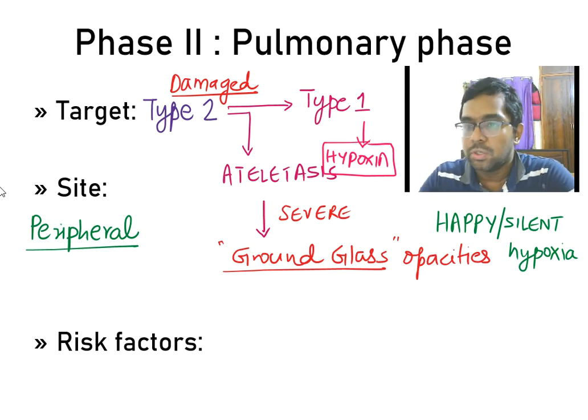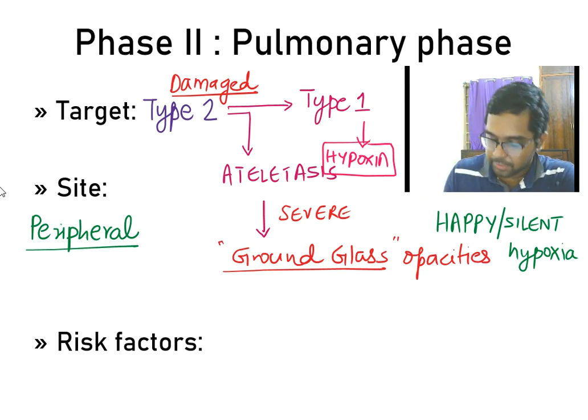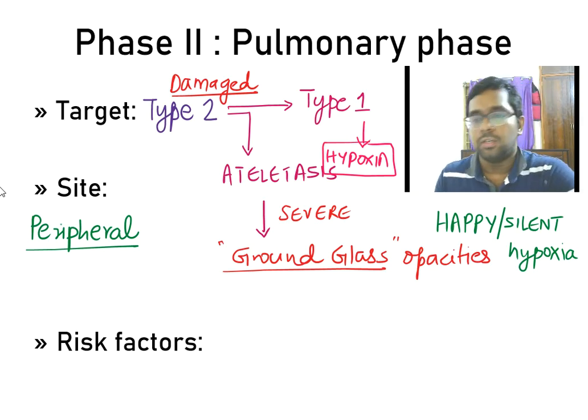Now, as I was telling you, not everybody is going to develop pneumonia due to COVID-19. There is a group of individuals who are peculiarly prone to this complication. So, what are the risk factors for development of severe pneumonia in COVID-19? First of all, let me answer this: why are children not prone to develop this type of severe pneumonia in COVID-19?